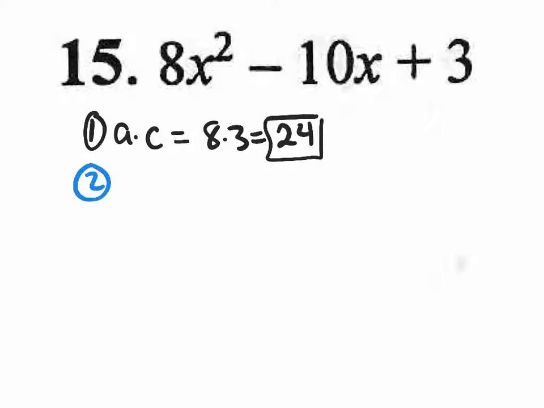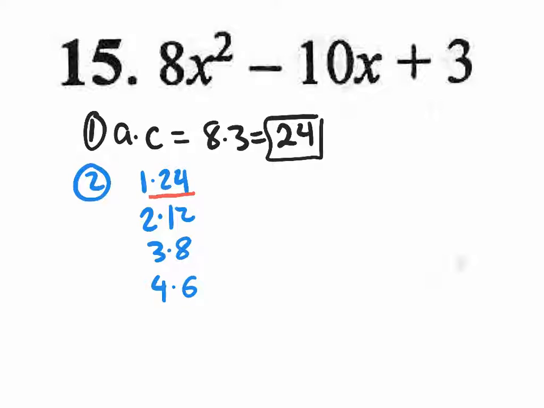6 and 4. Let me make a list just so everybody understands. 1 times 24 is 24. 2 times 12. 3 times 8. 4 times 6. Those are all the possible ways of getting 24 besides changing the signs. Now let's just go through each one of them and add them together.